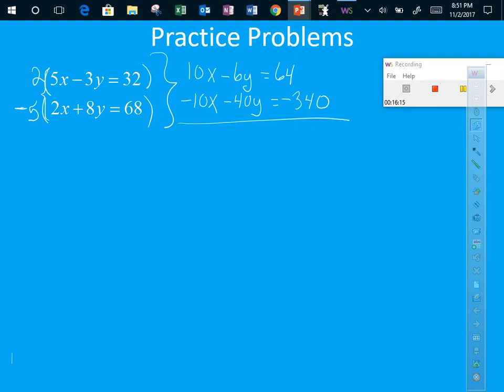Add those together. Notice that your x's drop out. Add what you have. So I've got negative 46y equal, and then add those up, and it looks like negative 276. You could use your calculator on that, make sure I'm right. Divide both sides by negative 46. It looks like my y value is going to be positive 6. Make sure you really watch your signs there. It's easy to mess up a sign, which is mess up everything.